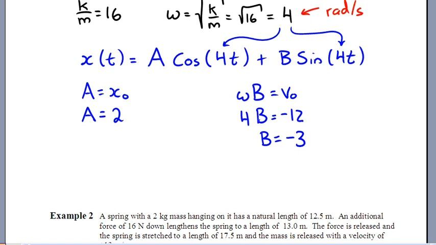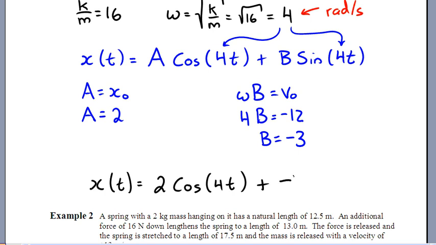So here's the answer. The specific solution, so it's not general anymore, it doesn't just have a big A and a big B sitting there. The specific solution for this story, based on the way that it's thrown, is 2 cosine of 4t, plus a negative 3 sine of 4t.